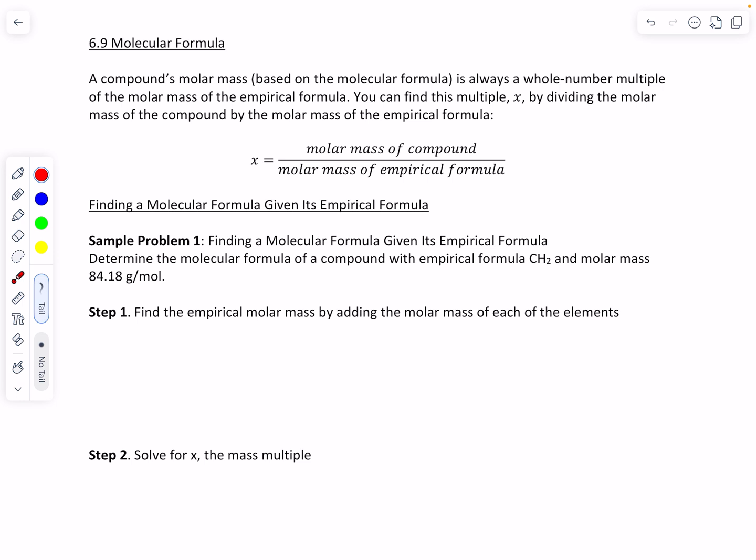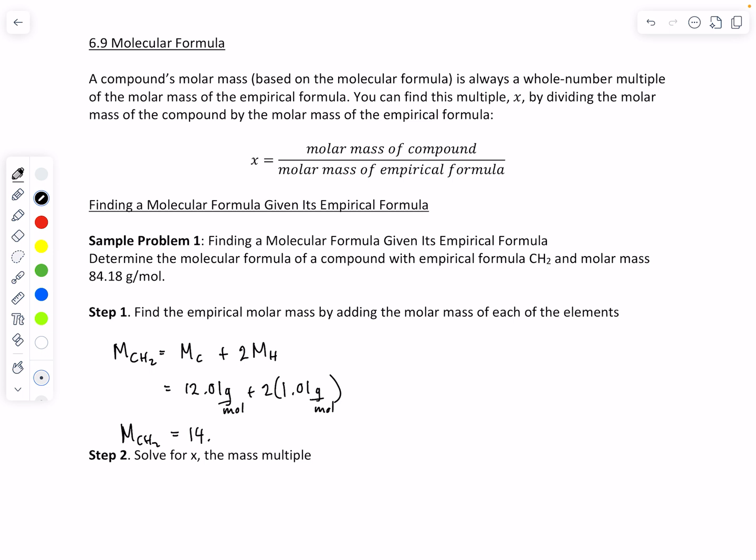So the molar mass of CH2 is equal to the molar mass of carbon plus 2 times the molar mass of hydrogen, because there are 2 hydrogen atoms in the empirical formula. So that's 12.01 grams per mole plus 2 times 1.01 grams per mole. And the molar mass of CH2 is 14.03 grams per mole.